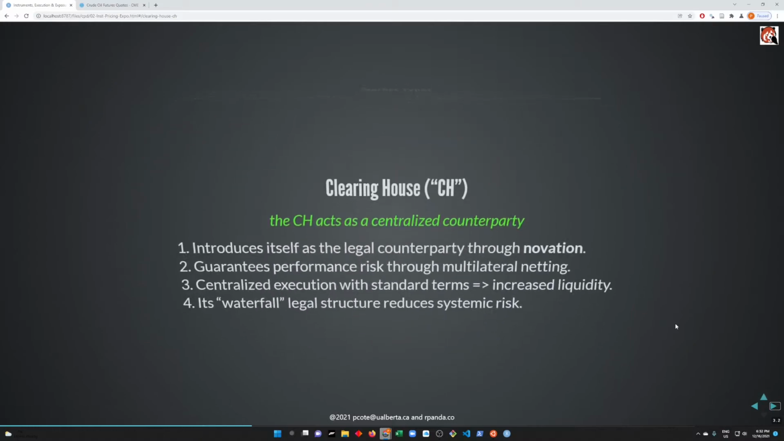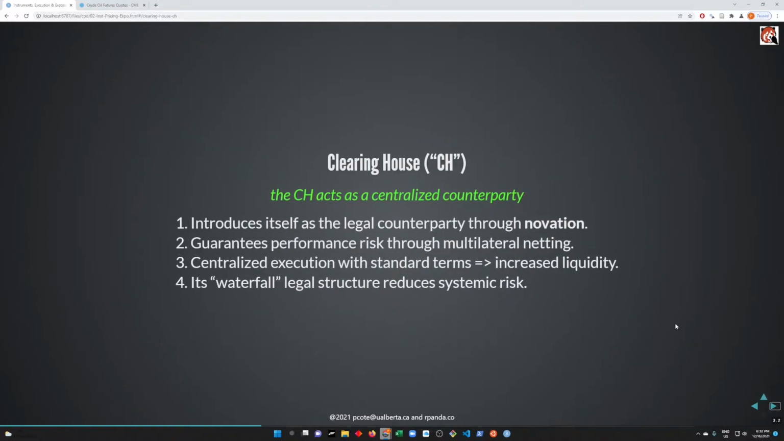Now let's discuss a little bit more at length the concept of clearinghouse. It is super important in financial markets. The clearinghouse acts as a centralized counterparty. It does so through a legal mechanism called novation. So what that means is, as I described, counterparty A goes on the exchange, counterparty B goes on the exchange. Let's assume they both put an order and are matched. Instantly upon being matched, the exchange itself, the clearinghouse, substitutes itself for the counterparty.